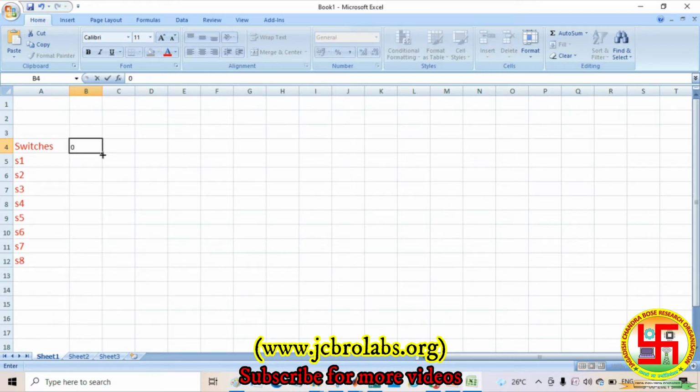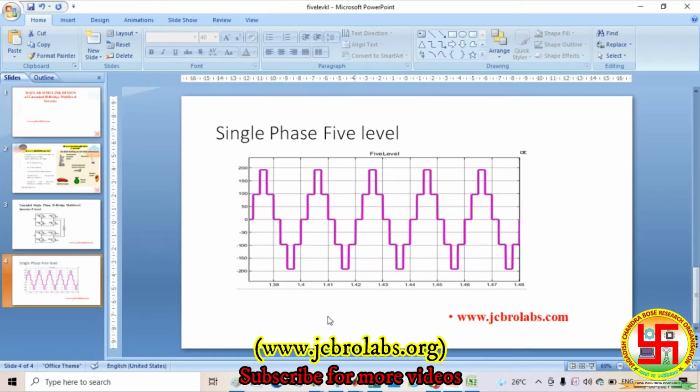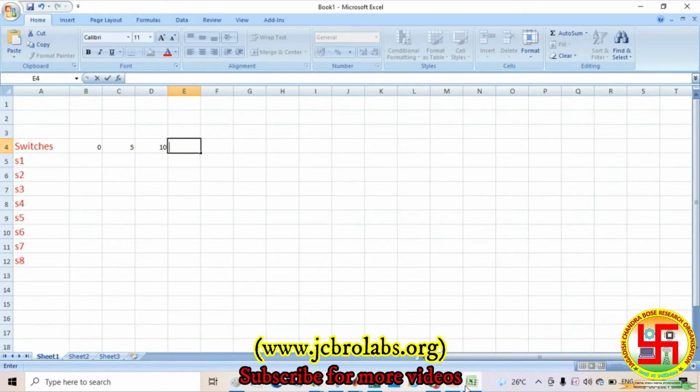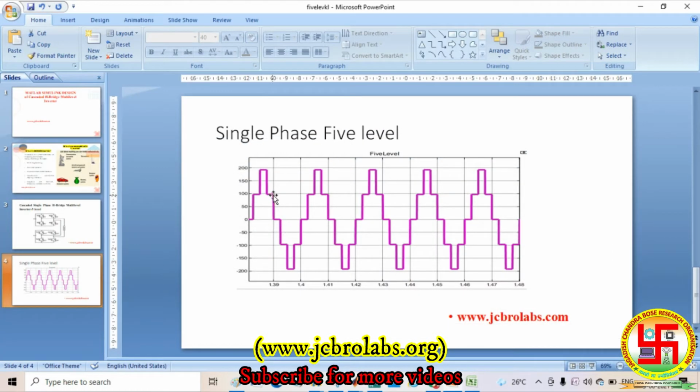So 0, 5, 10. Now you can see it starts from 0. Then this is the second level, 5, and I am considering this as 10. Then again, if you observe, it comes back to 5, then 0. That means one complete cycle is done.